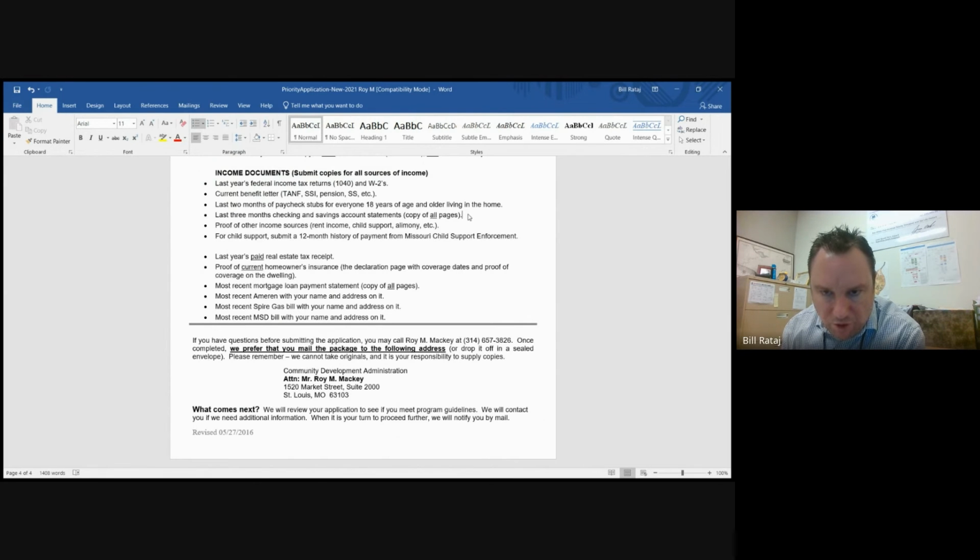Now, we do secure that information. It's not accessible to anybody in the office. The files are locked and things like that. So you don't have to worry about anybody getting a hold of that information. But we also need to make sure that we can read your address and your name on the bank statement. So do not block out that section.